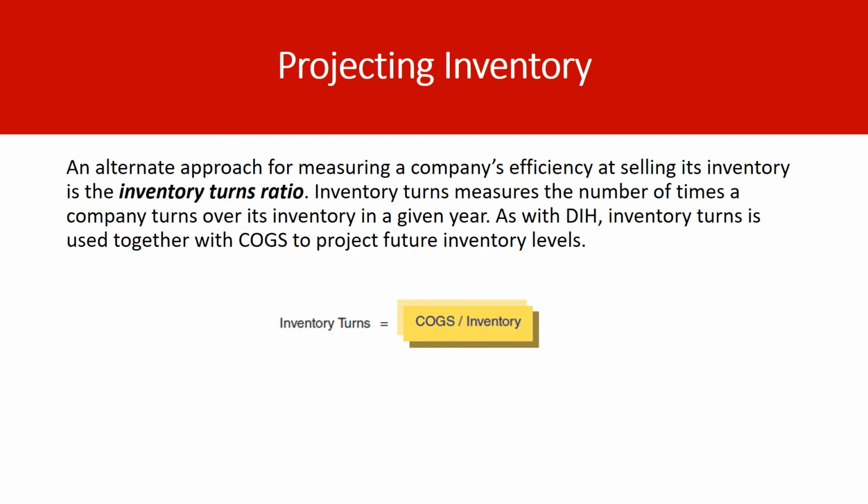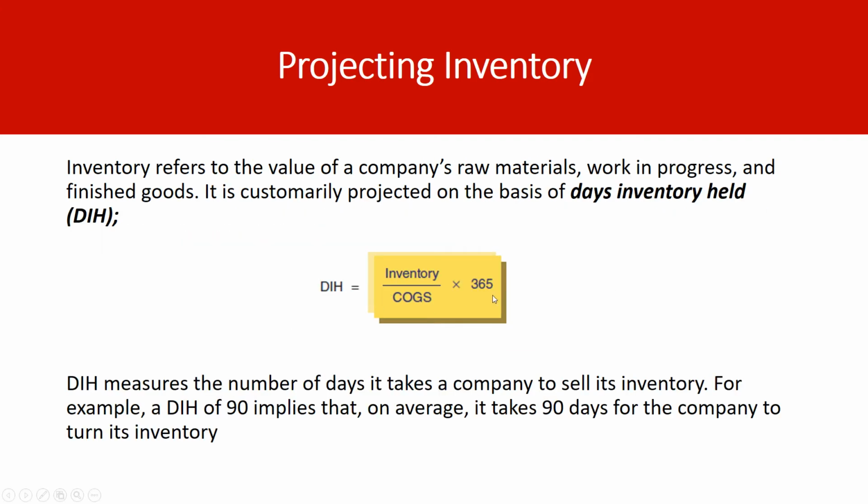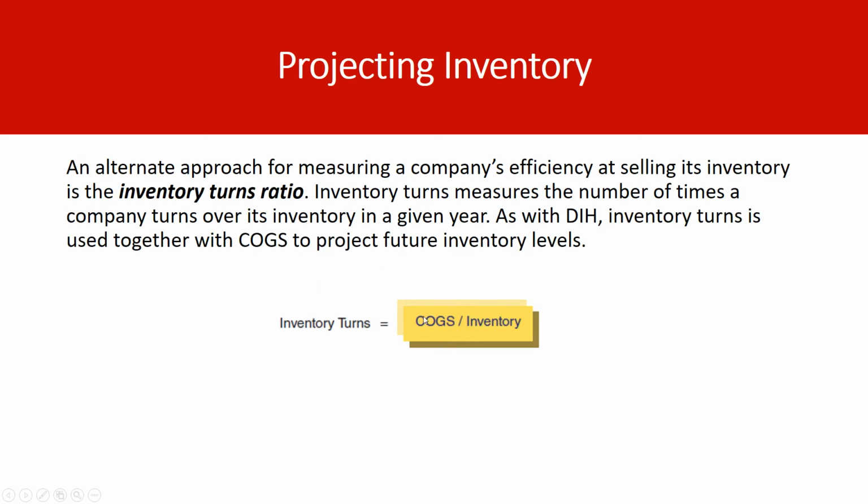Okay, so an alternative approach for measuring a company's efficiency at selling its inventory is the inventory turns ratio. Inventory turns measures the number of times a company turns over its inventory in a given year. As with a DIH ratio, inventory turns is used together with COGS to project future inventory levels. So relative to the DIH ratio, where we're dividing inventory by COGS and multiplying by 365, here we're dividing COGS by inventory. So we're flipping it around and taking away the times 365, okay? And so this is another way that you can use it.